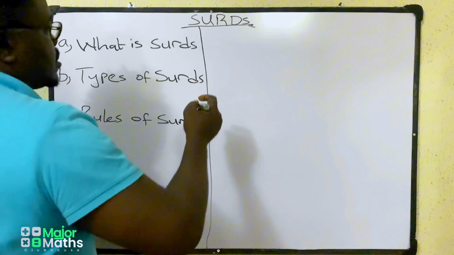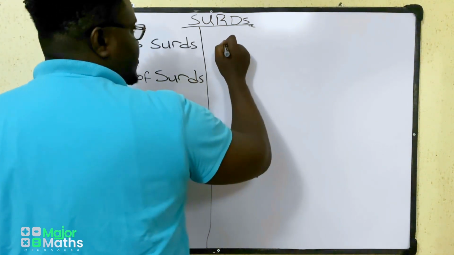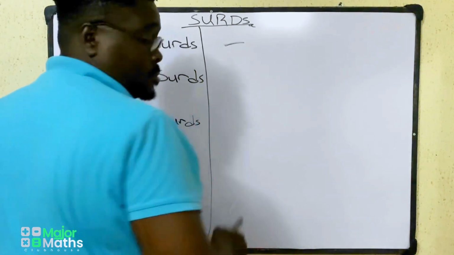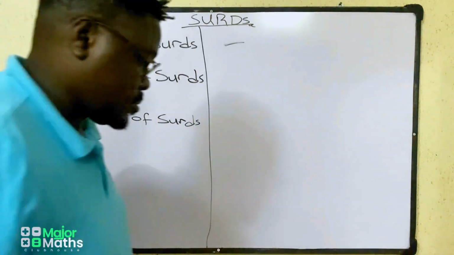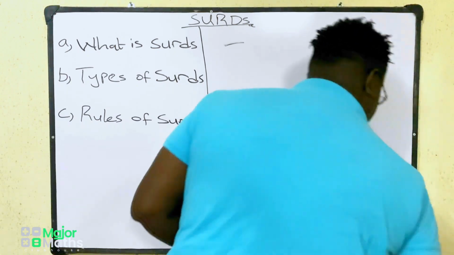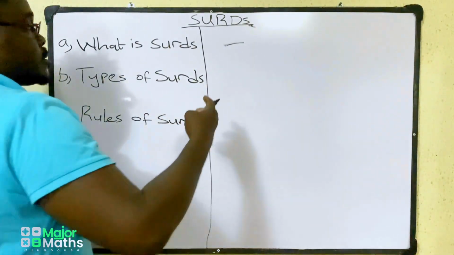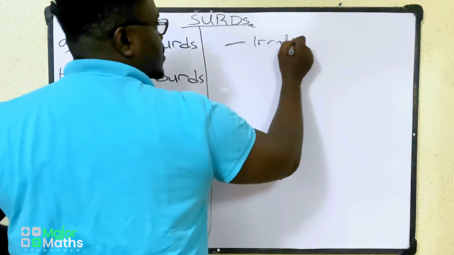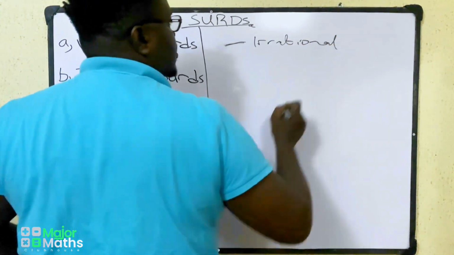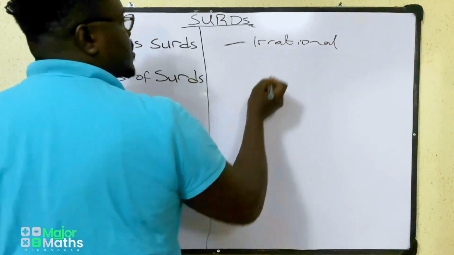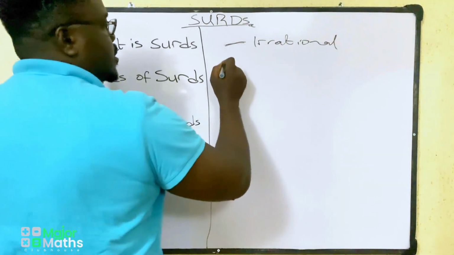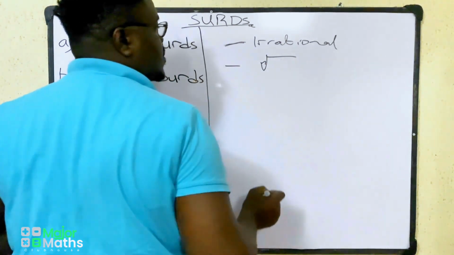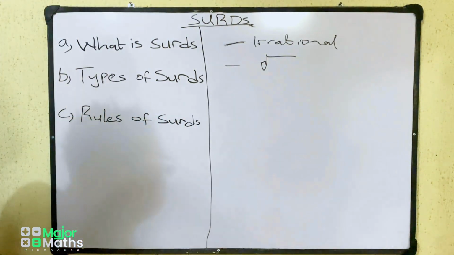So what are surds? First thing first, surds are irrational numbers in their root form. So this is what it means to say in its root form.